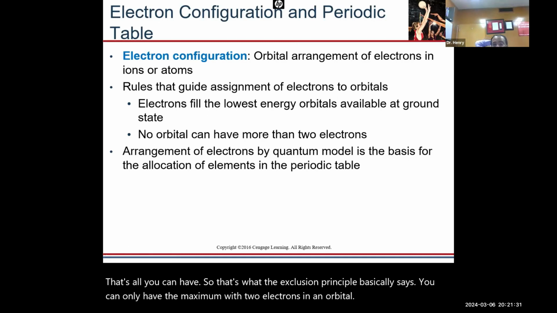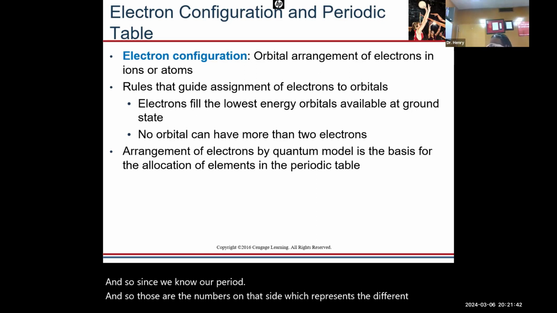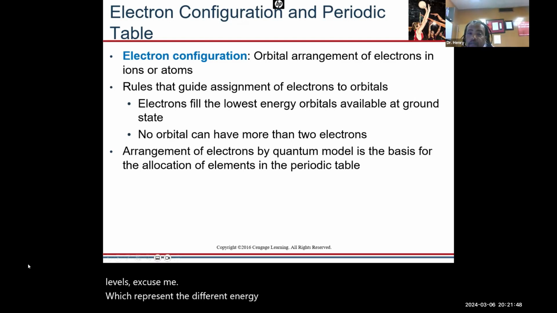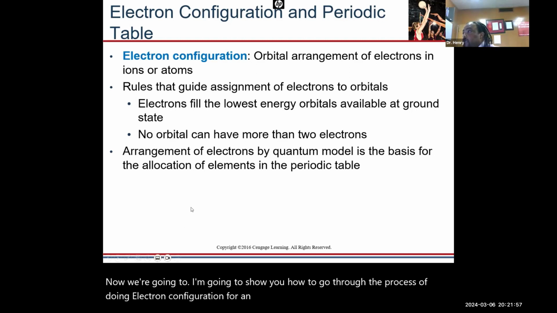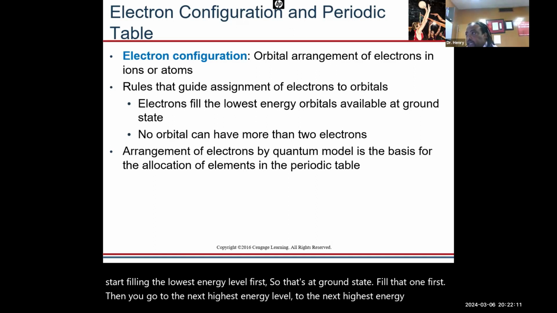Now we're going to be talking about electron configuration. Since we know our periods, the numbers on the side, represent the different energy levels. I'm going to show you how to go through the process of doing electron configuration for an atom. The rules are you always want to start filling the lowest energy level first. So that's at ground state. Fill that one first. Then you go to the next highest energy level, and to the next higher energy level.